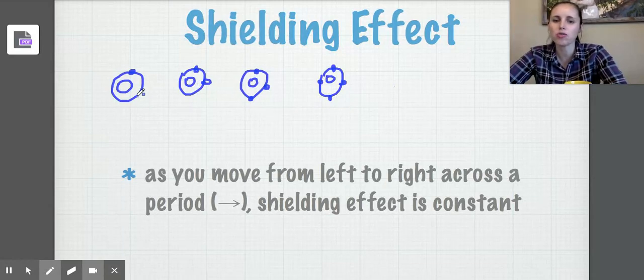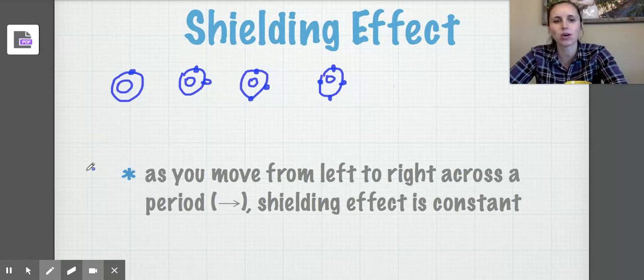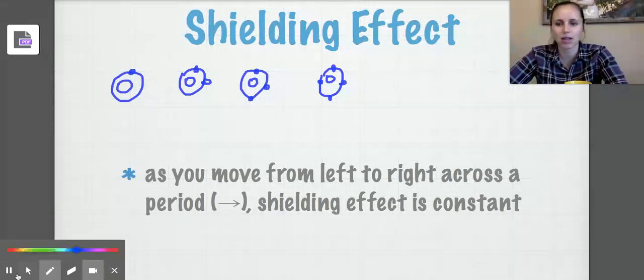So as you move from left to right, down a row on the periodic table, shielding effect actually remains constant. Shielding effect, remember, is about introducing a new shell. Here we haven't introduced any new shells. These electrons are being placed on the same shell. So shielding effect is constant from left to right. What this means is that shielding effect has no impact on trends going from left to right across the periodic table.